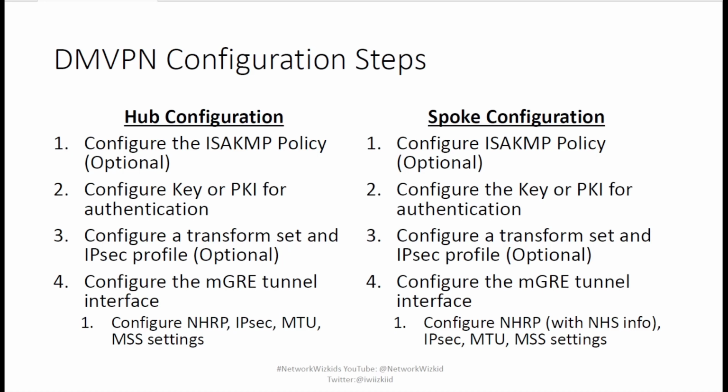And then on the actual tunnel interface, we can choose to configure mGRE, or we can configure GRE if it's just a partial mesh, if you like, as well as the information about the next hop server, which is going to be the hub, and also the rest of the same configuration, such as NHRP, IPsec configuration, MTU and MSS settings. Again, don't worry too much about that because we will look at this all in the lab in more detail.